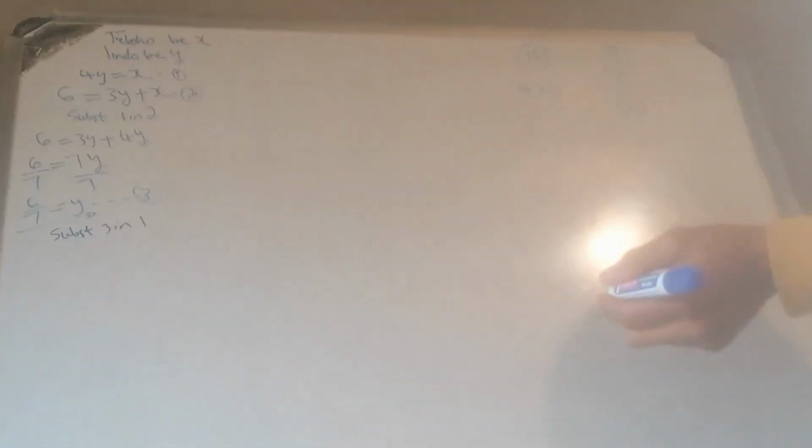What's 1? So that I can find x. I get 4 into 6 over 7 equals x. This is 24 over 7 equals x. I call that a fraction. We need to find whole numbers there, so there is something wrong.